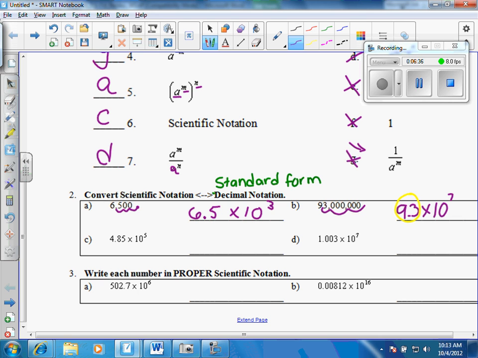C, I got 485,000. So let's see, 485,000. Okay, let's check his work. So you're going 1, 2, 3, 4, 5. So add 3 zeros. That looks good. Any questions on that?